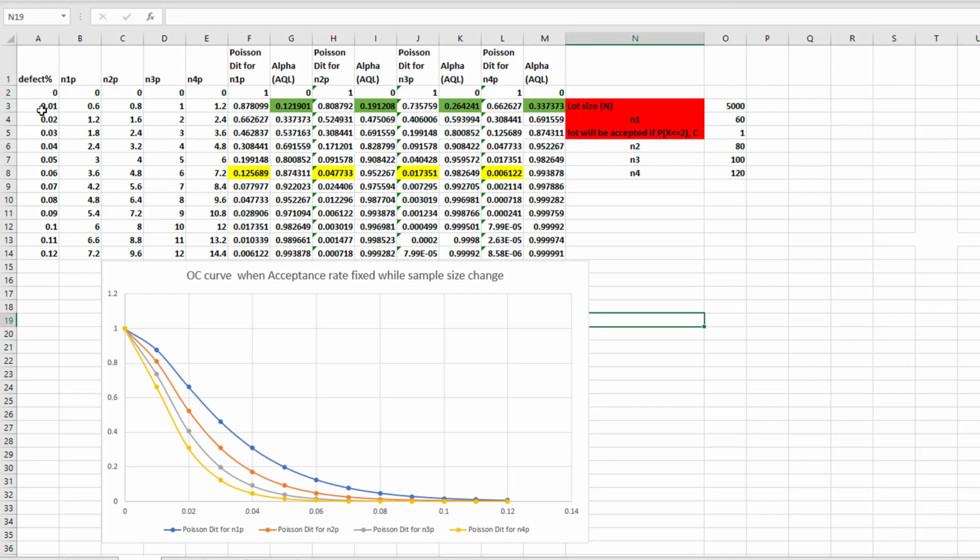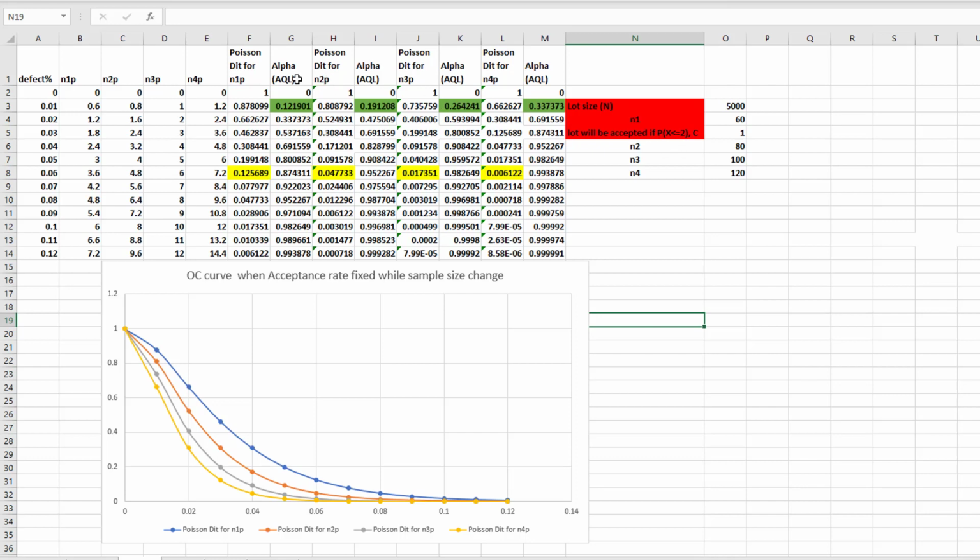So basically this is the alpha, the risk of the producer at 1% defect. When you calculate, there will be a risk of 12%. Okay, there is a chance of 12% that the lot will be rejected. Similarly, for P equal to 0.06, your beta value will be 0.12.